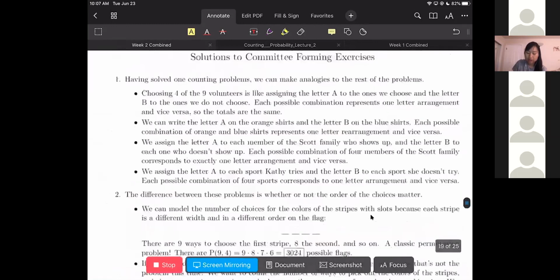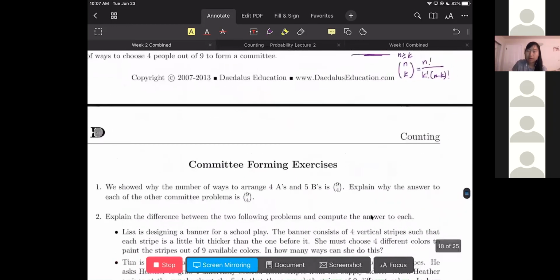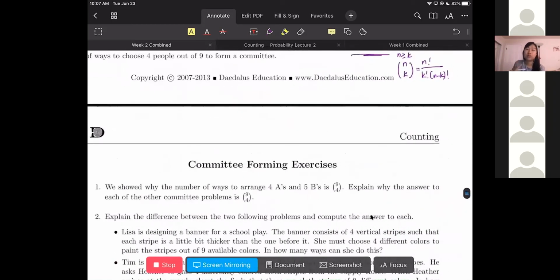And then for each of these sections that we did, overcounting, principle of inclusion-exclusion, and committee forming, there's exercises, and the exercises also have solutions. If you have any questions on any of the material or on any of the exercises and the solutions, feel free to post in our forum, and then we can help each other out.